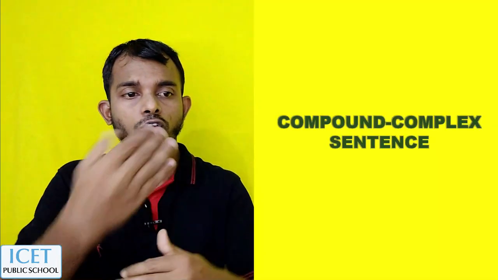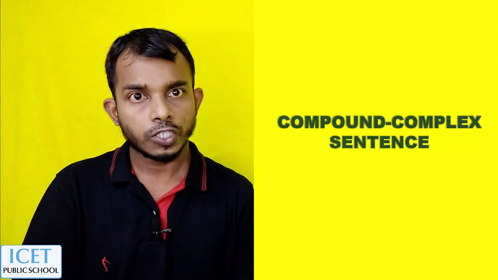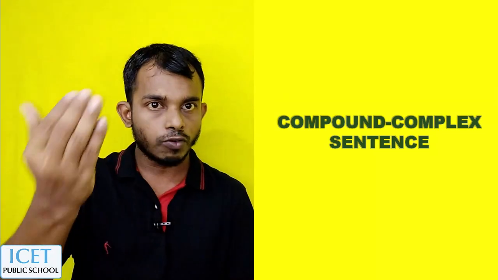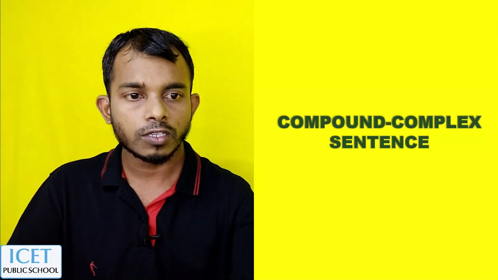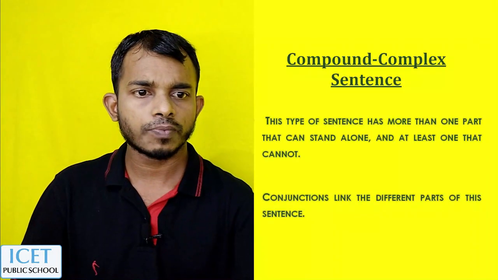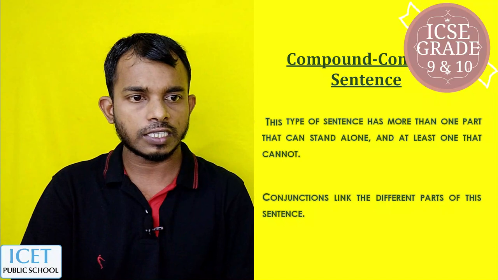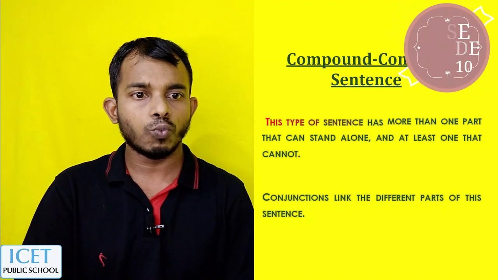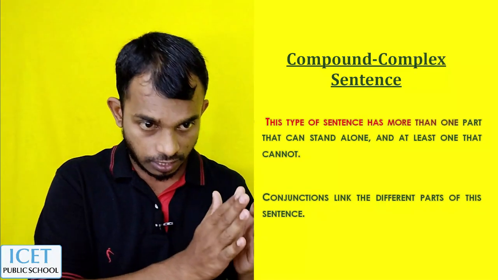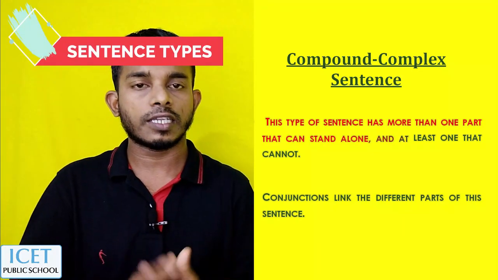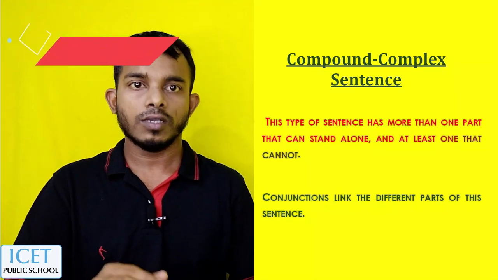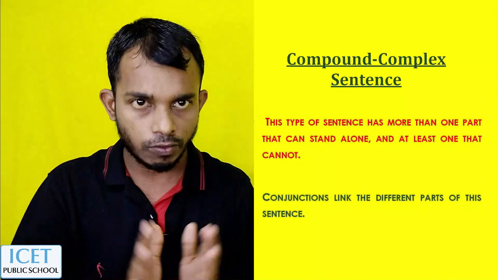Now, compound complex sentence, the last one. You can guess. Compound also, complex also, both a mixture it will be. So it's very simple. This type of sentence has more than one part that can stand alone and at least one that cannot. That means the sentence will have many parts.